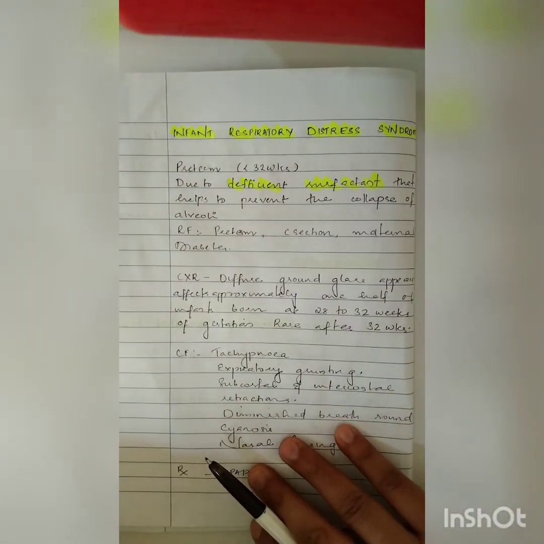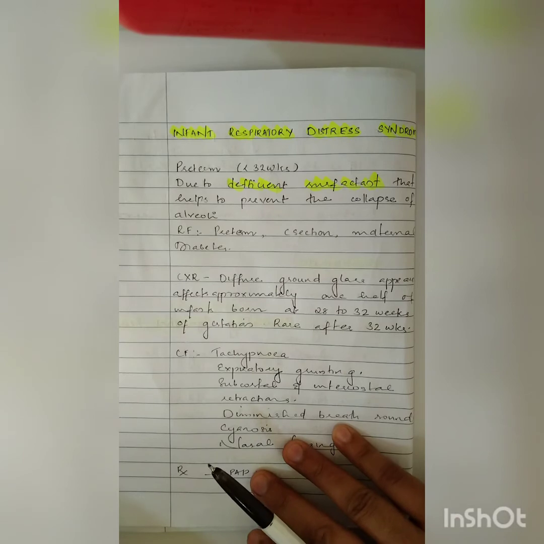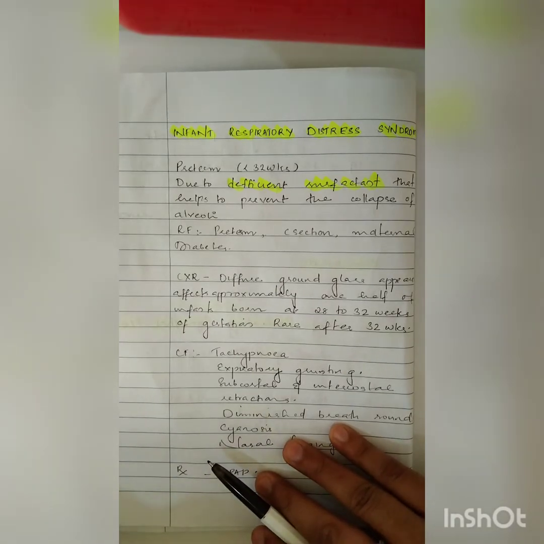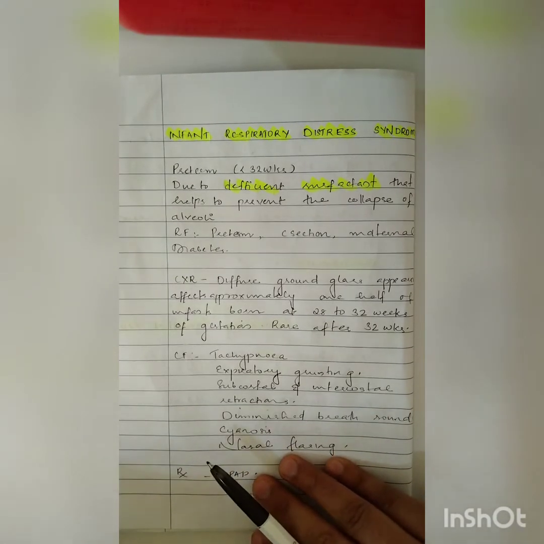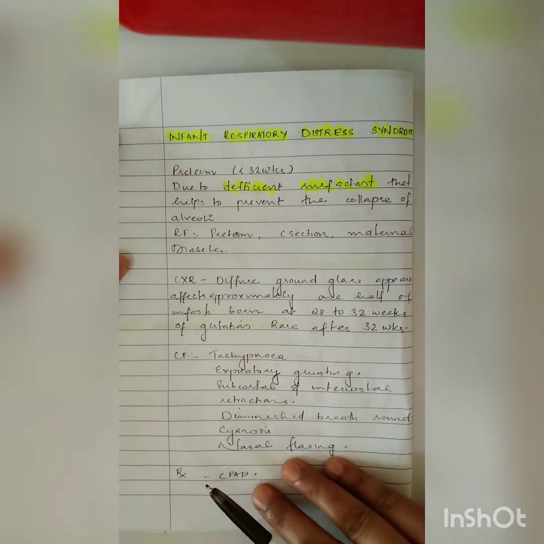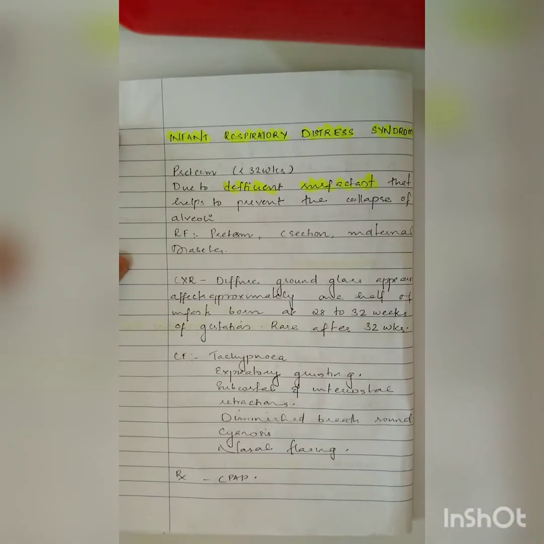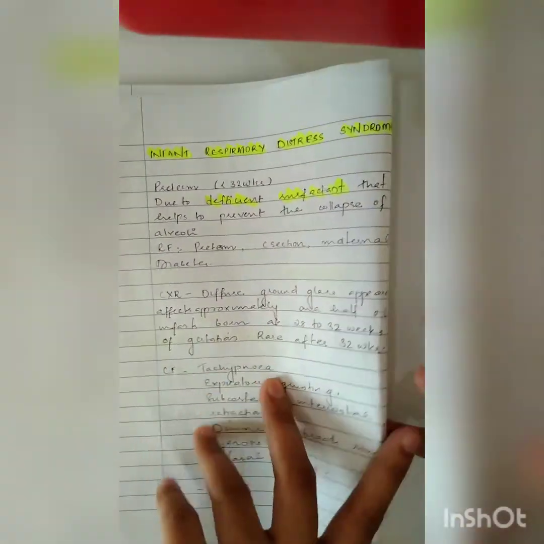Now, infant respiratory distress syndrome is seen in preterm babies due to deficient surfactant. The surfactant helps to prevent the collapse of the lung alveoli. Risk factors include preterm birth, C-section, maternal diabetes, etc. On chest X-ray, a diffuse ground glass appearance can be seen. It affects approximately 1/2 of infants born at 28 to 32 weeks of gestation. It's rare after 32 weeks. Clinical features include tachypnea, expiratory grunting, subcostal and intercostal retractions, diminished breath sounds, cyanosis, nasal flaring, etc. And treatment includes continuous positive airway pressure.